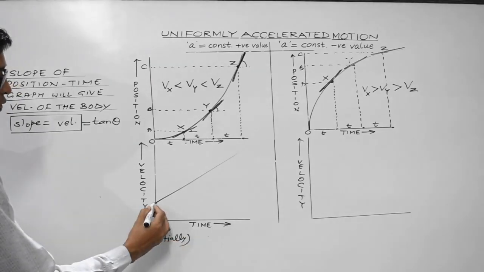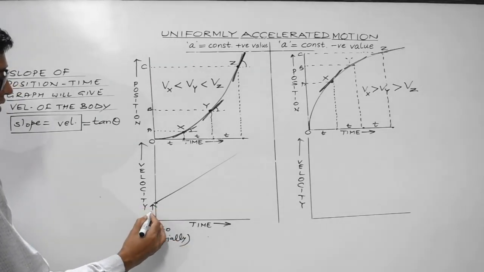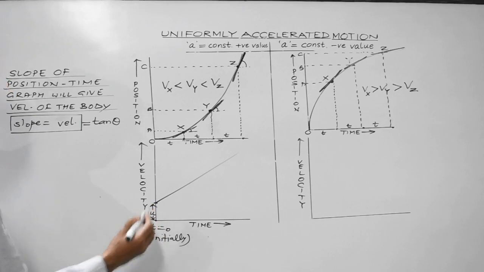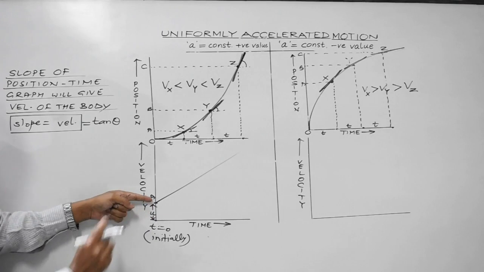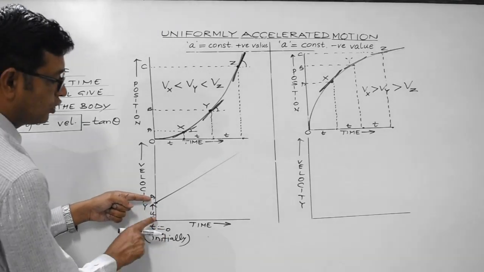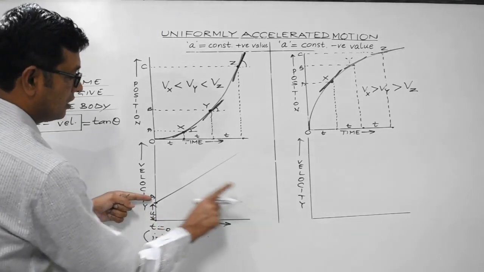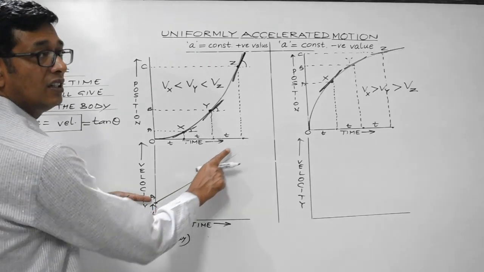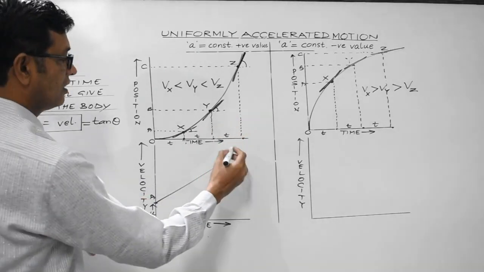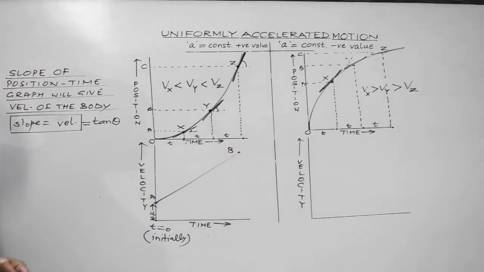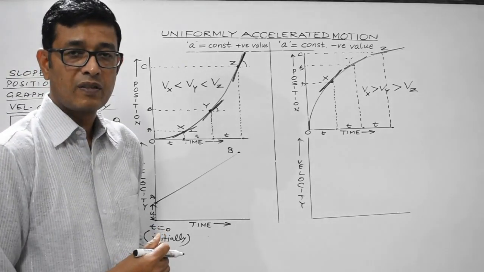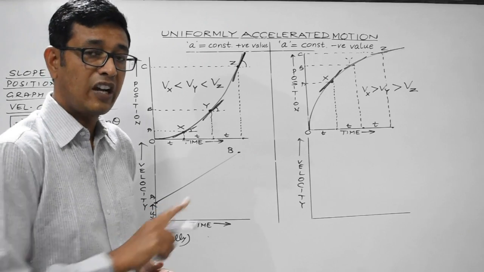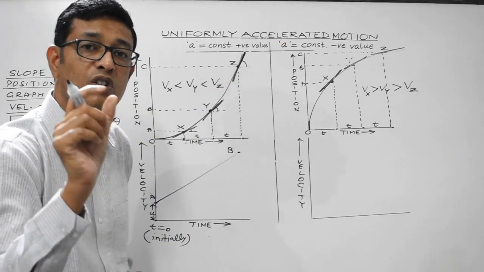At t equals 0, that is initially, whatever is the velocity possessed by the body, that is known as its initial velocity. U stands for the initial velocity. So, at this point, point A, the body is possessing initial velocity u. Now, with the passage of time, as the time elapses, the velocity of the body keeps on increasing at a constant rate. Students, I have already told you that a straight line means that the slope is constant.